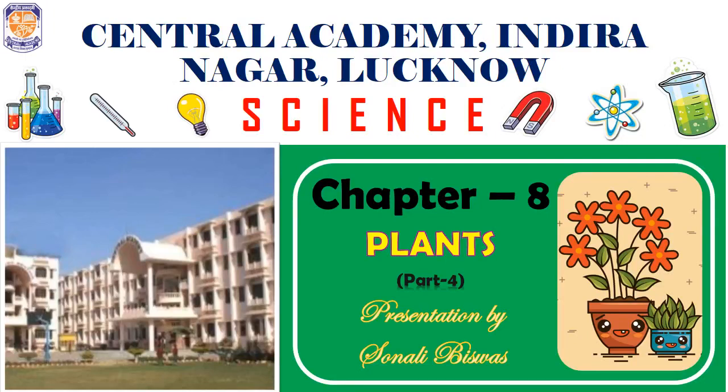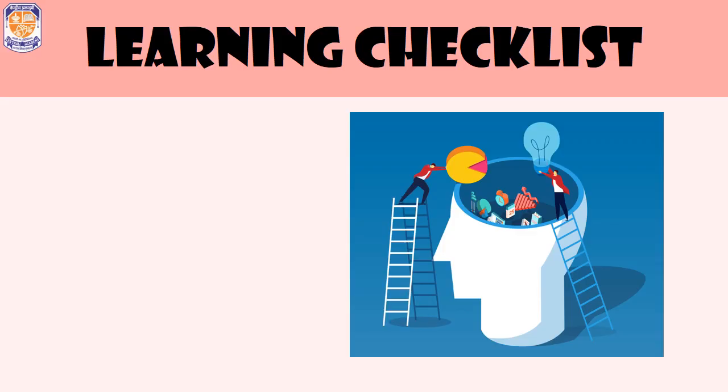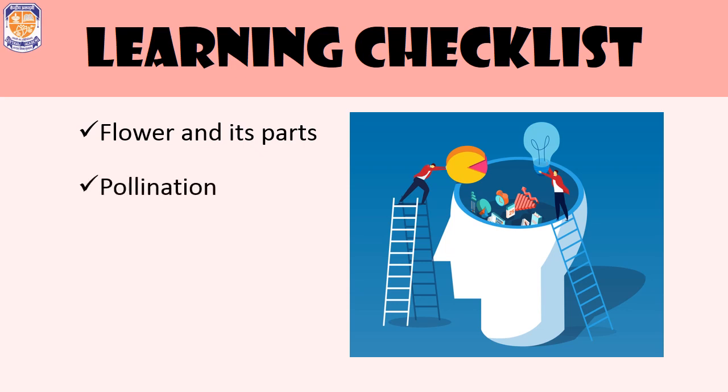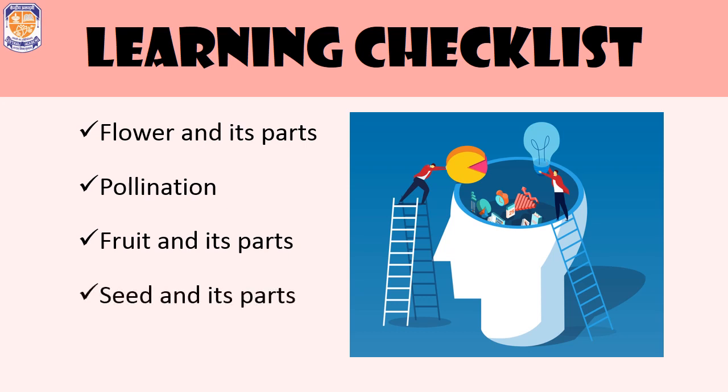Hello everyone. So this is the last part of the chapter that we were studying till now, that was chapter 8, plants. So let's see what is going to be studied today. We will learn about flower and its parts, then we will discuss something about pollination, and then we will discuss about fruit and seeds and their parts.